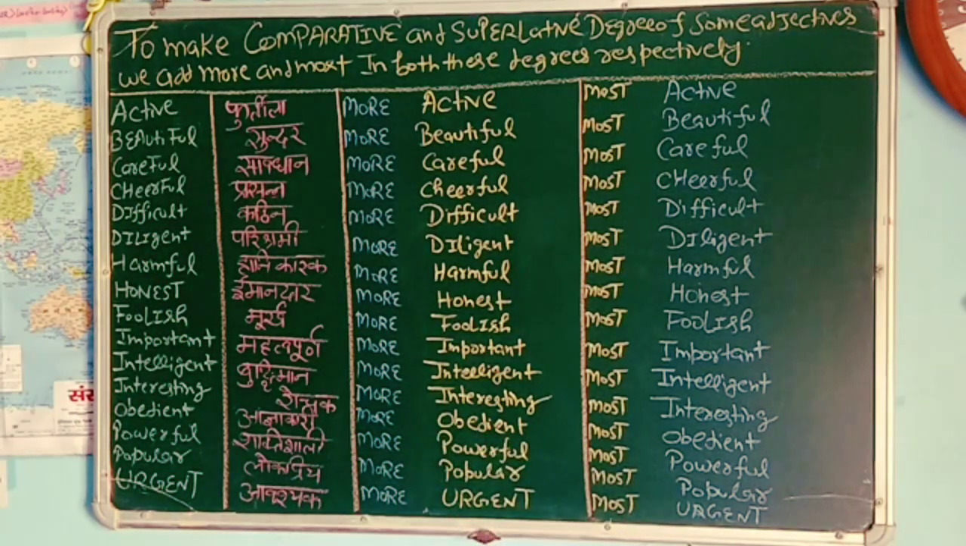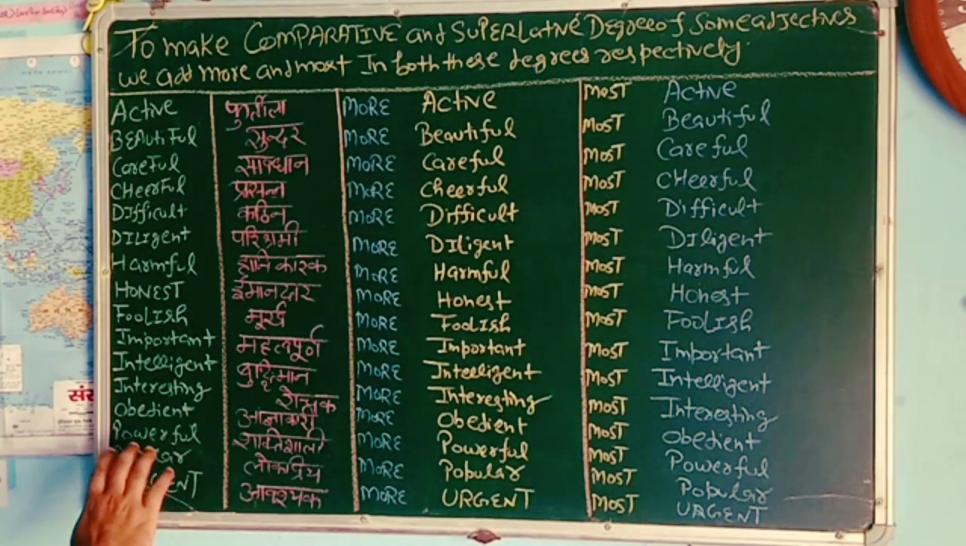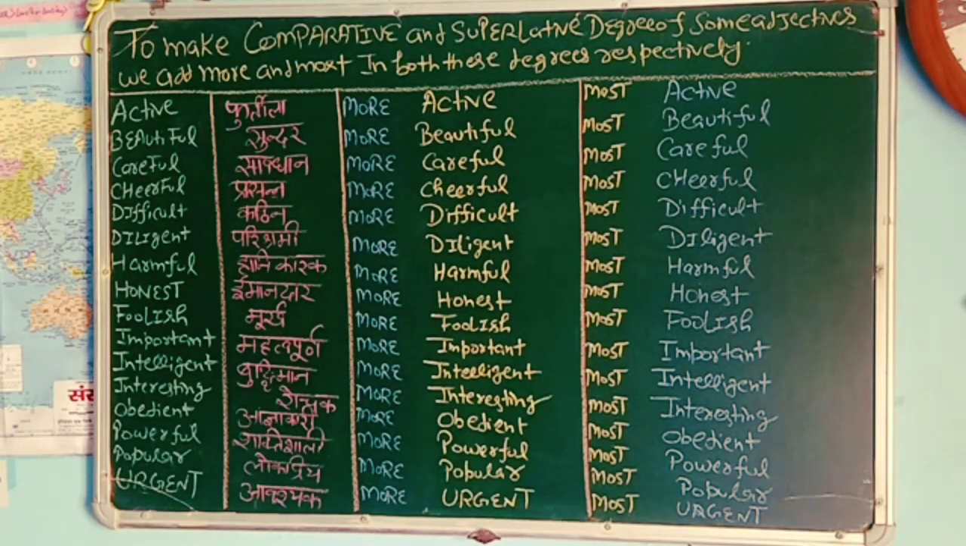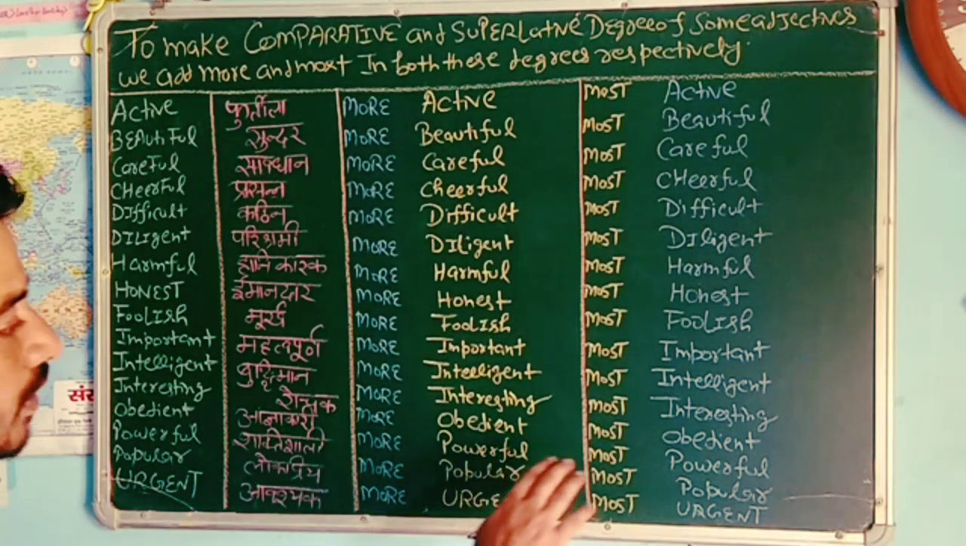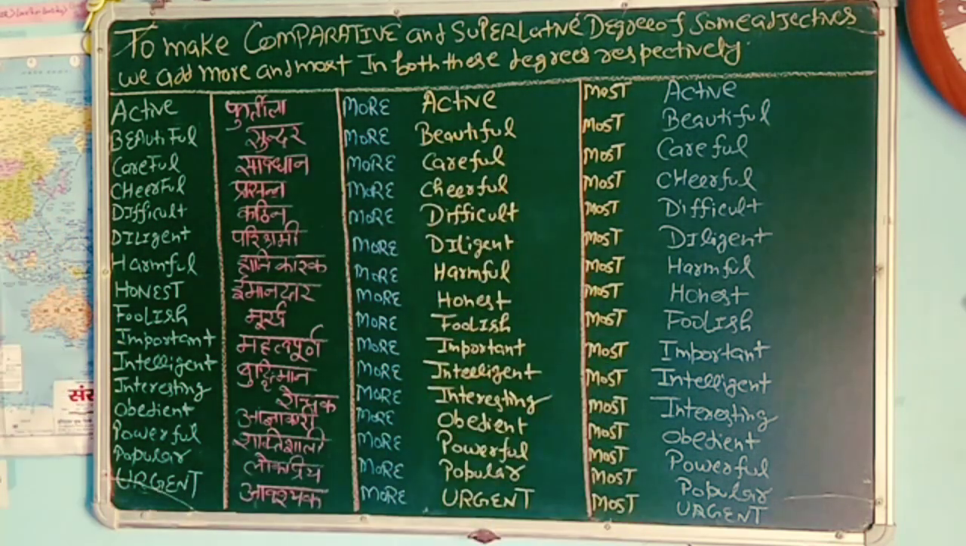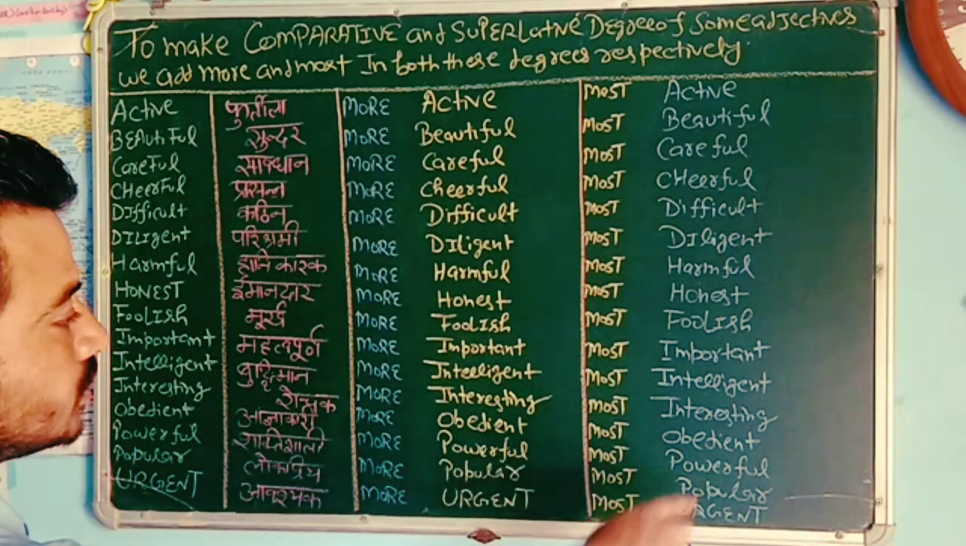So our next adjective is powerful, which means शक्तिशाली in Hindi. If you want to make the comparative degree of this adjective, it becomes more powerful, and if you want to make the superlative degree, it becomes most powerful. So our complete degree of comparison becomes powerful, more powerful, most powerful.